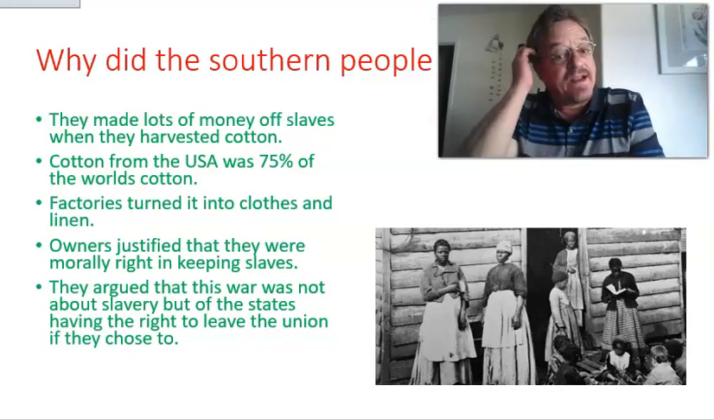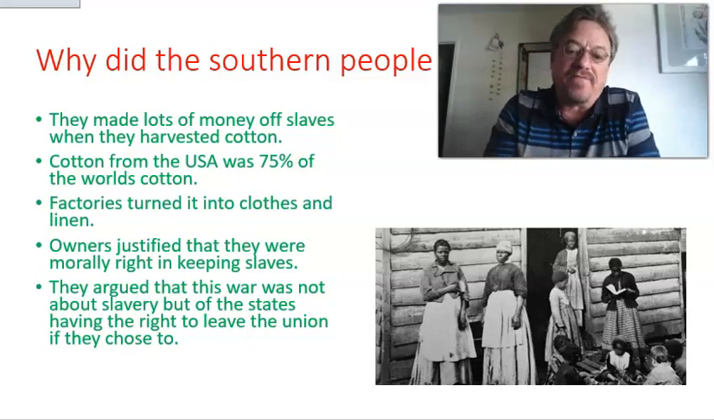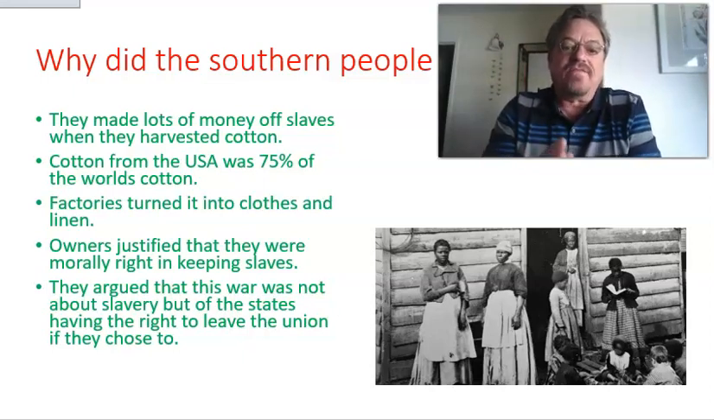Oh, and fix that here. It says, why did Southern people have slaves? Well, they made a lot of money off slaves. The slaves harvested cotton. They didn't have to provide slaves with a whole lot of stuff, maybe some clothes.